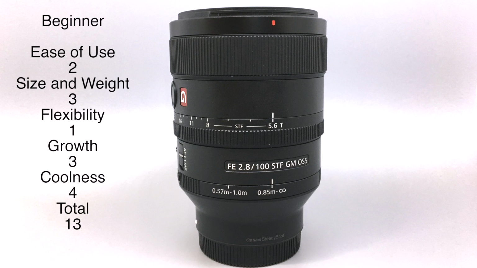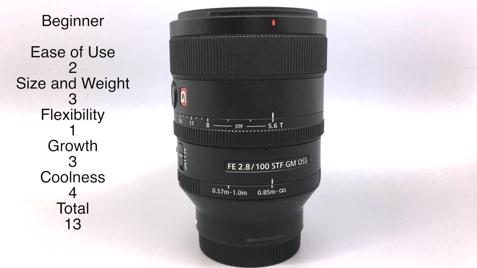Speaking of which, let's get into size and weight. It gets a 3 out of 5. It gets a 3 out of 5 because it is small, it is light as far as professional glass prime lenses go, but for a beginner, and that is what I'm rating this on, it is still larger of a prime than they might expect, and so it's going to suffer a little bit there.